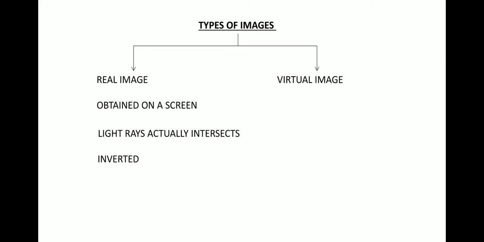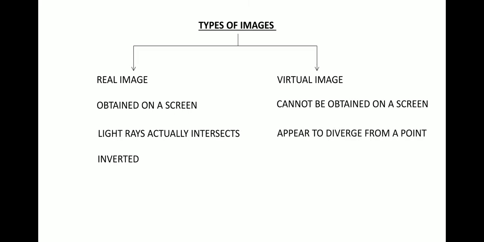Next we move on to the virtual image. The name virtual means that they cannot be obtained on a screen. The light rays don't intersect, but they appear to diverge from a particular point. So they cannot be obtained on a screen, hence they are named virtual images. And most of the time virtual images are erect, which means it's not upside down. Its head is head only and the bottom is bottom only. It's not upside down like in the case of real images.